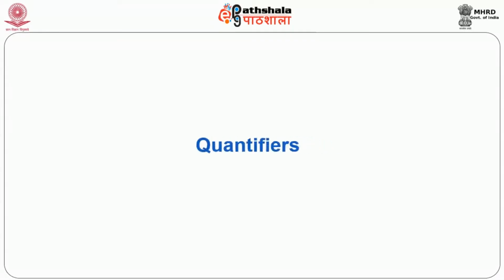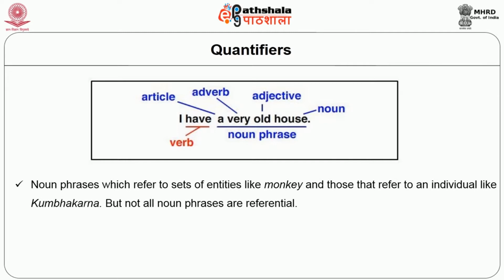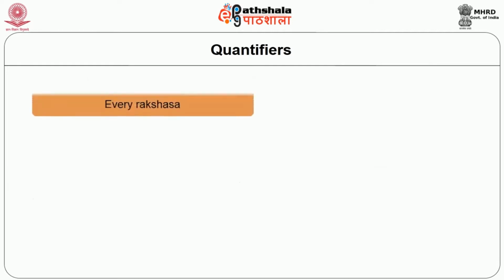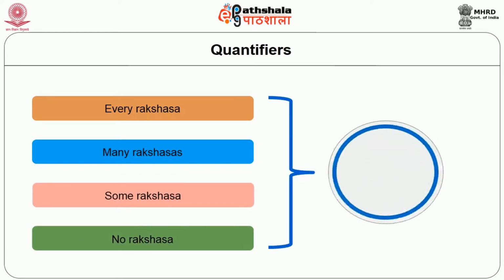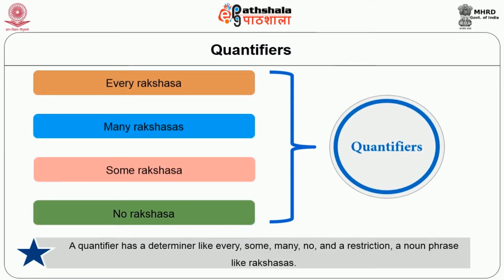Another class of expressions in language are quantifiers. We have seen noun phrases which refer to sets of entities like "monkey" and those that refer to an individual like "Kumbhakarna." But not all noun phrases are referential. For example, "nobody." Phrases like "every Rakshasa," "many Rakshasas," "some Rakshasa," and "no Rakshasa" are called quantifiers as they express the quantity of some noun. A quantifier has a determiner like "every," "some," "many," "no," and a restriction, a noun phrase like "Rakshasas."